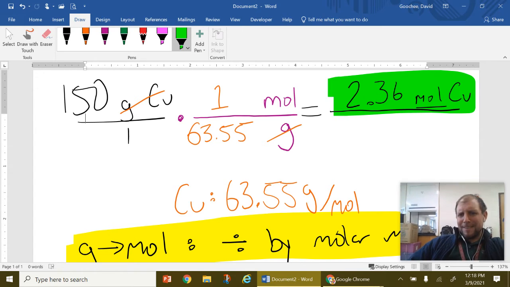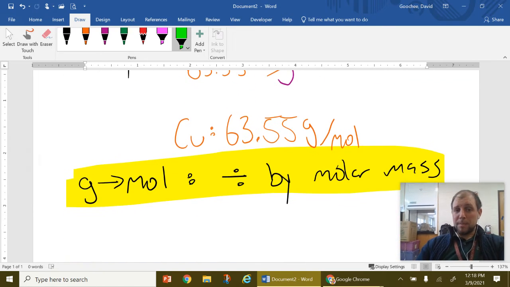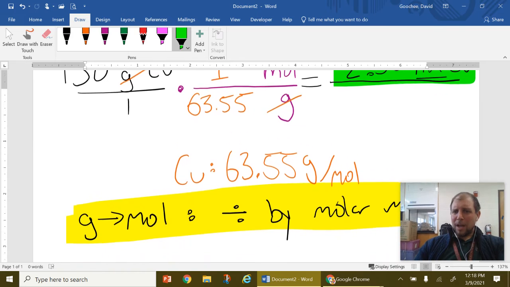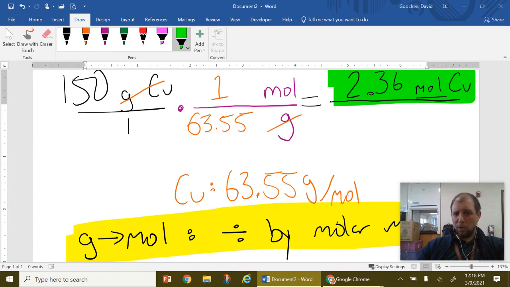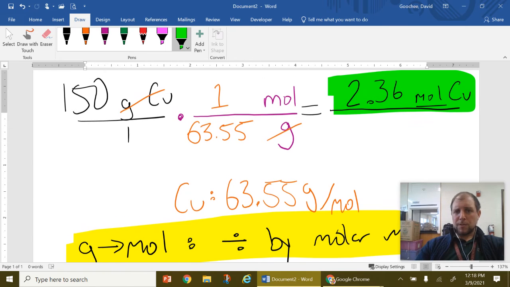That's 2.36 times 602 sextillion copper atoms. Just like a dozen is 12, if I had 2.36 dozen, then it would be 2.36 times 12. But this is 2.36 moles of copper. This is how many copper atoms that I have. So when you're converting from a mass of a particle into how many there are, from grams into moles, you divide by the molar mass.